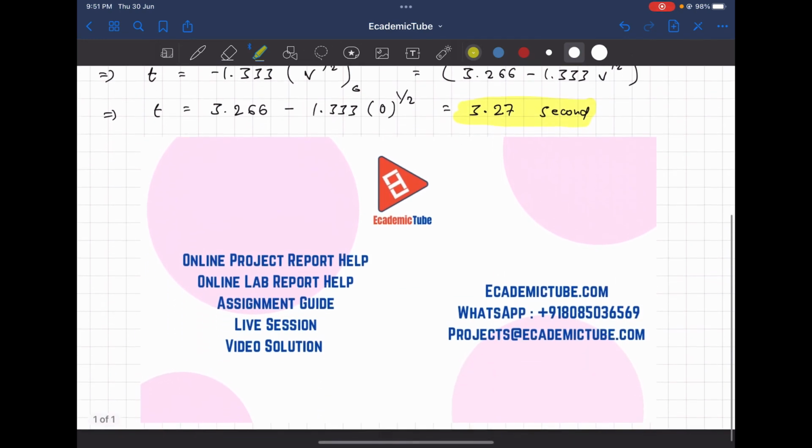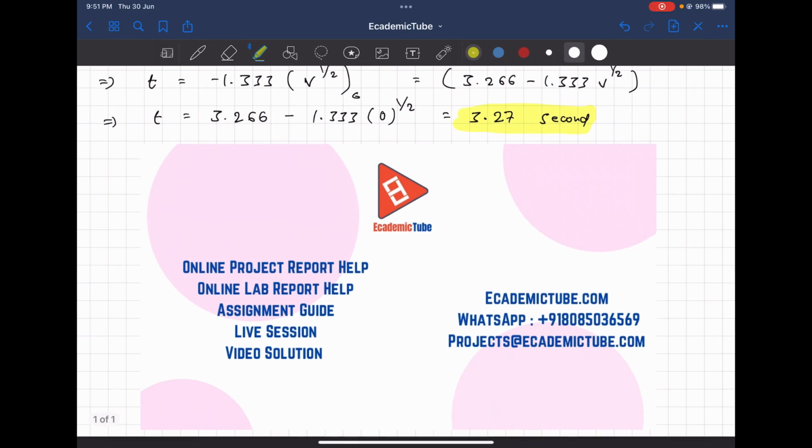So I hope you got the concept behind it, and it is just normal integration. There is no need of extra effort for that. These are the easy questions.